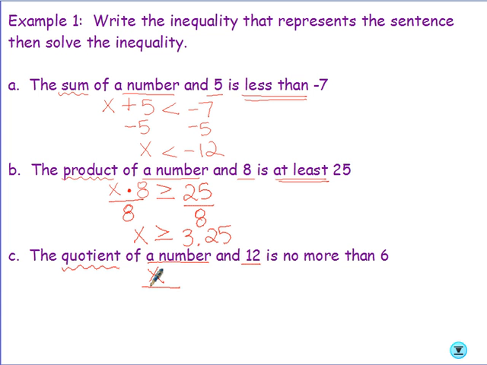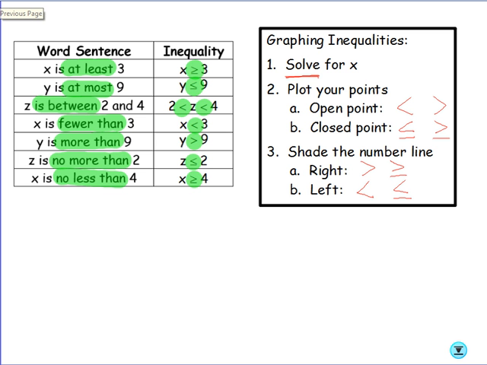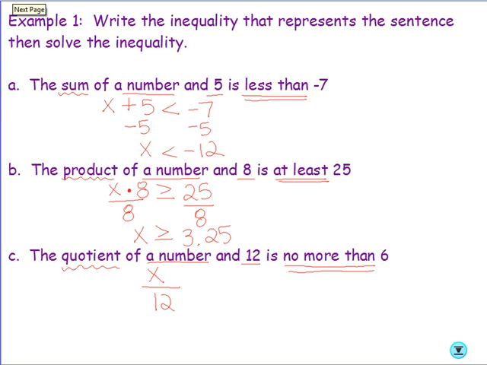So x divided by 12 is, here's our phrase, no more than. So let's look back. No more than is second from the bottom. No more than means less than or equal to. And we have the number 6. So now to get x by itself, we need to get rid of that 12. The opposite of division, multiplication. So I'm going to multiply by 12 on the left and on the right. And I get x is less than or equal to 72.